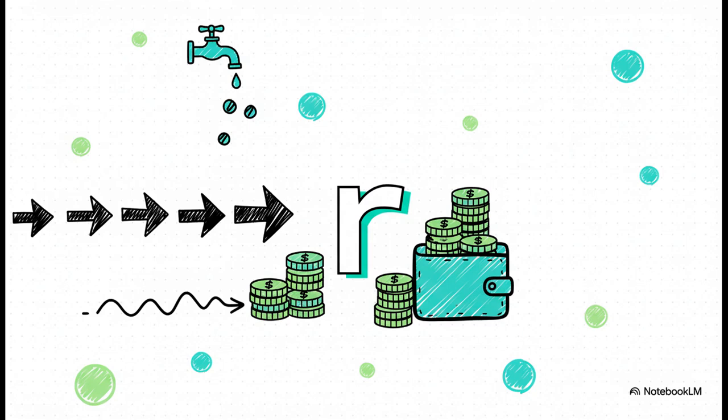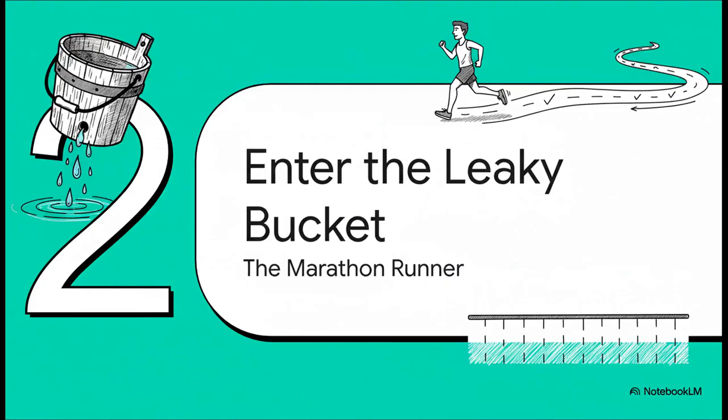And the second dial is R, the refill rate. So if B is the size of your wallet, R is your steady income. It controls the long-term average rate of requests your system can sustain. And it's the combination of B and R that gives you this amazing fine-grained control over both short-term bursts and long-term throughput.